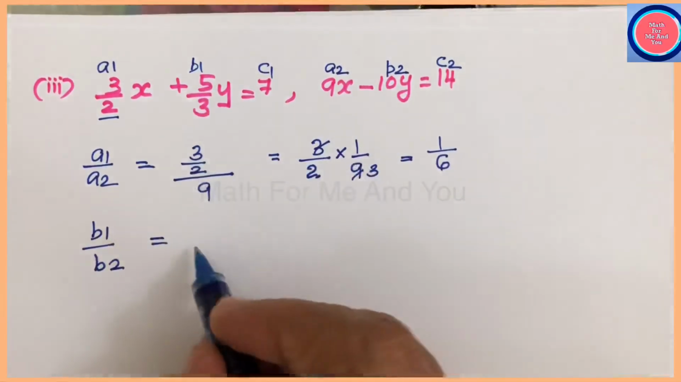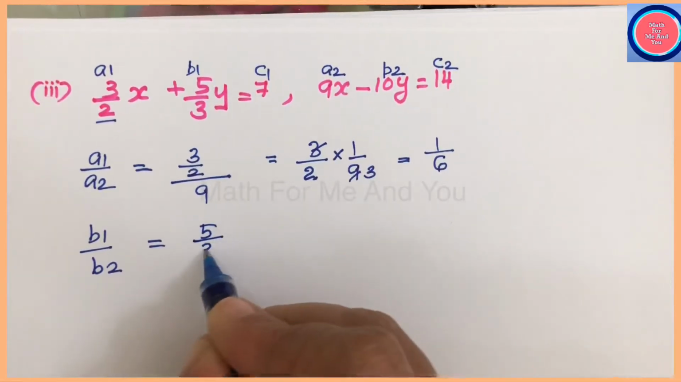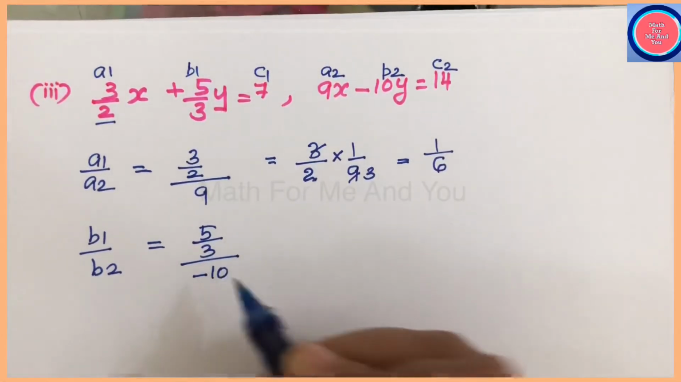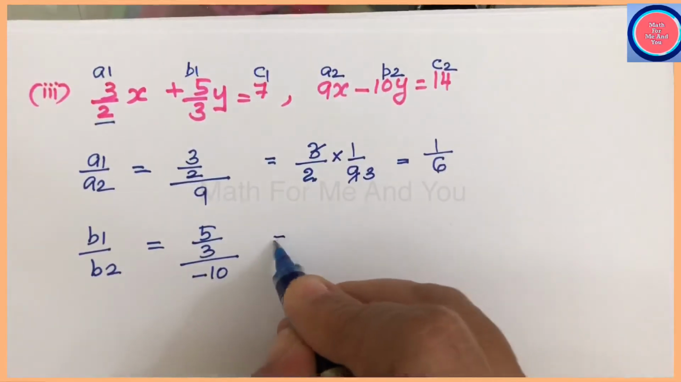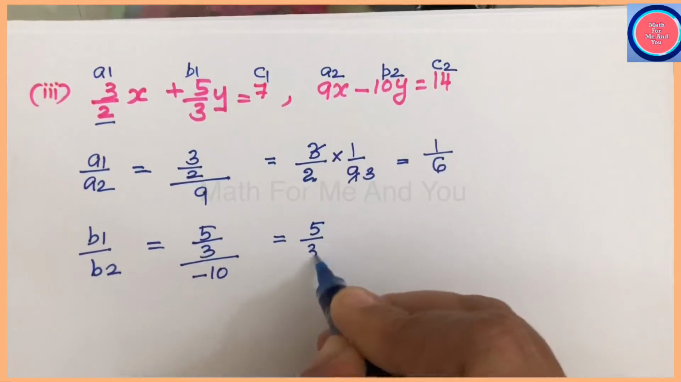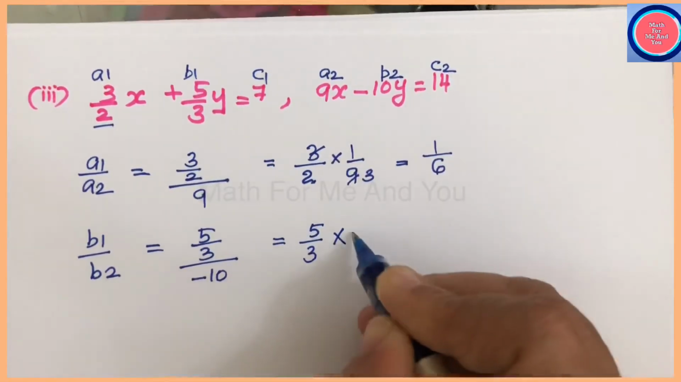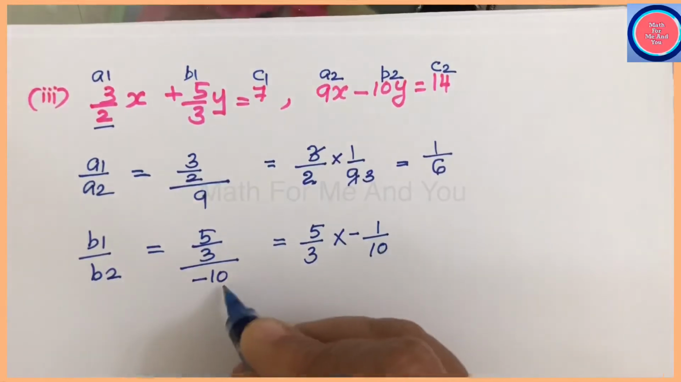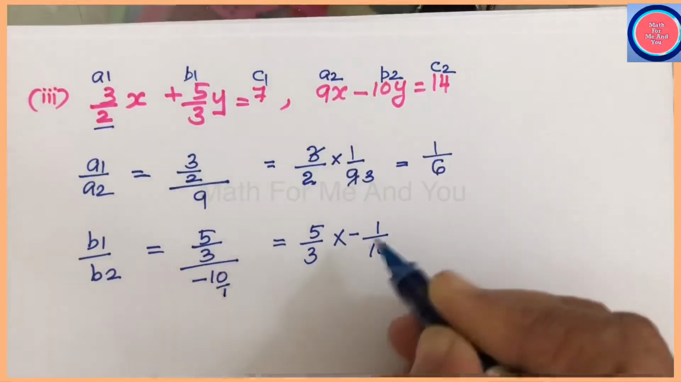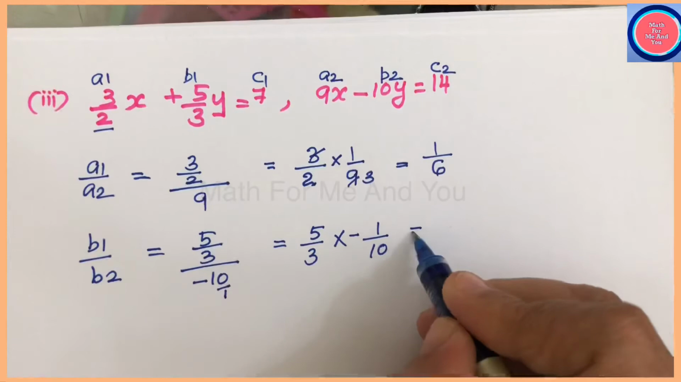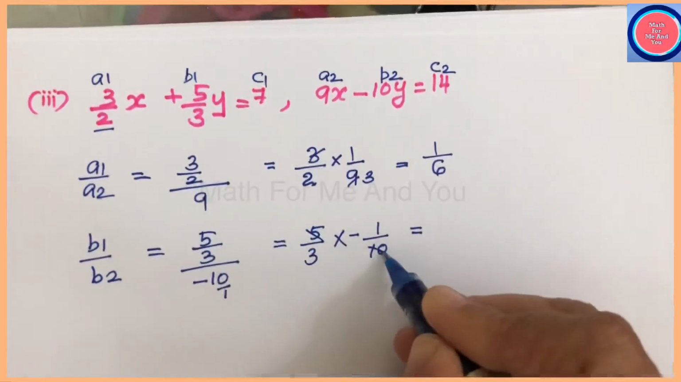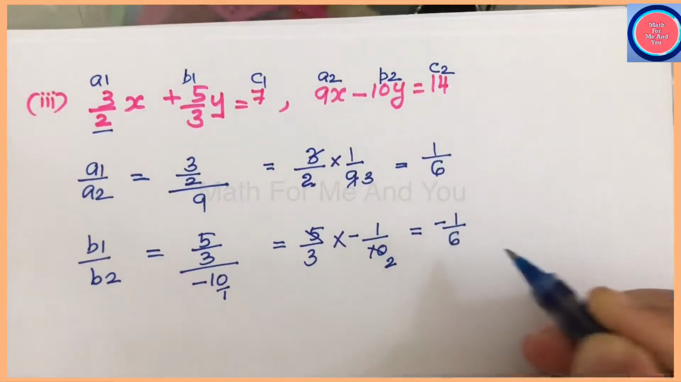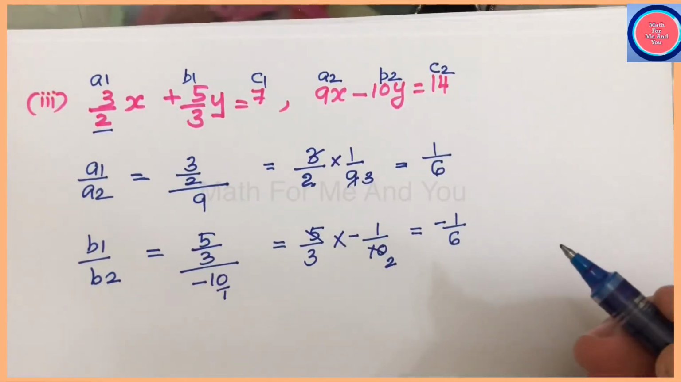B1 also a fraction, 5 by 3 over B2 is minus 10. Okay, how to divide? Multiply with the reciprocal of minus 10. What is the reciprocal? Minus 10 means it is with the denominator 1. So when we take the reciprocal, we get 1 over 10 negative. Then cancel 5 with the 10. We get minus 1 in numerator, 3 times 2, 6 denominator.